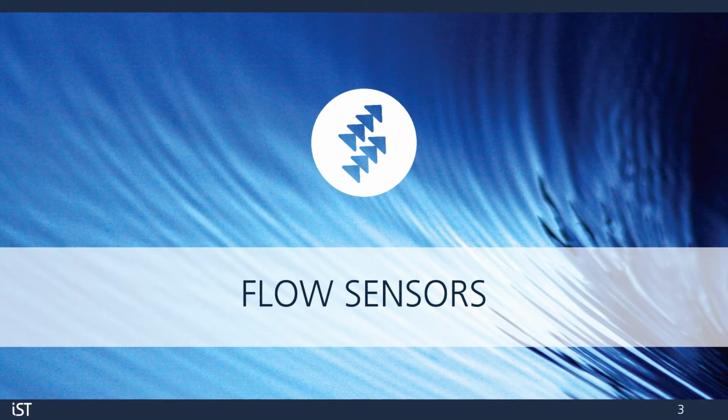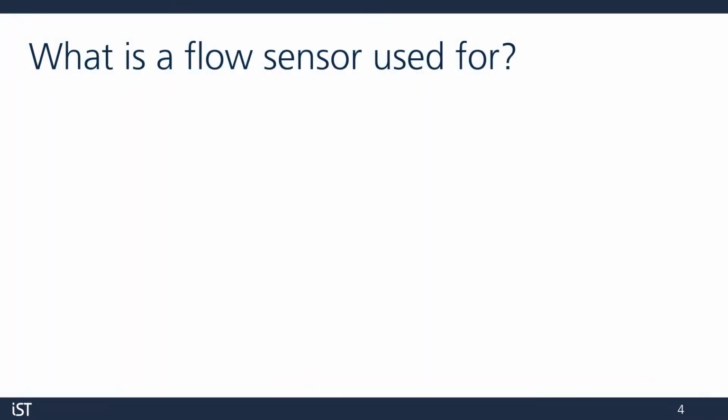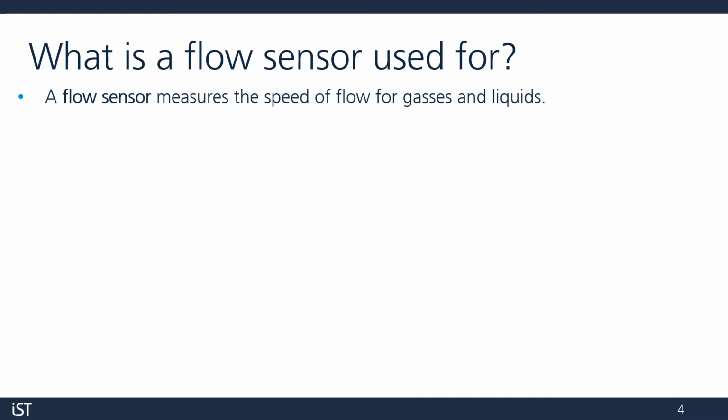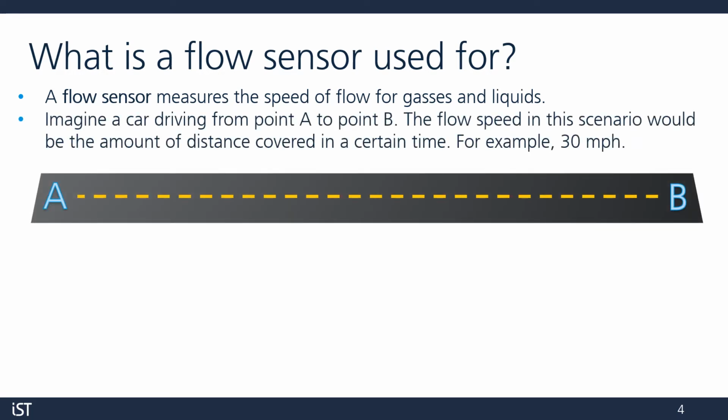All right, let's get started with flow. What do we use flow sensors for? A flow sensor is generally used to measure gas or liquid flow rate. Let's say we have a car driving from point A to point B. The flow speed in this case would be the distance the car drives in a certain amount of time. For example, 30 miles per hour. We'll use different units when measuring gas and liquid flow, but it's generally the same idea.